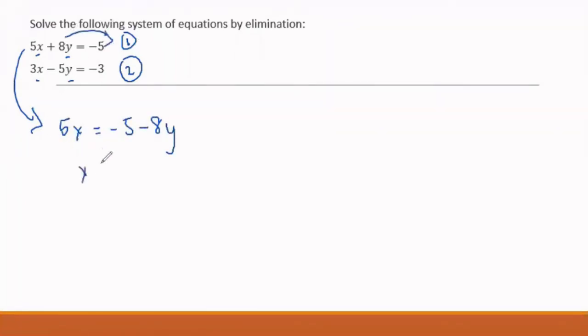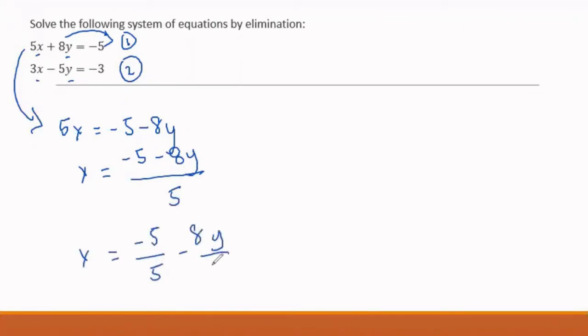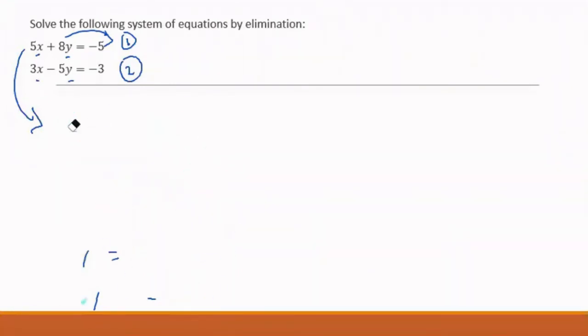Dividing both sides by 5 gives me x is equal to negative 5 minus 8y all divided by 5, which is the same thing as negative 5 over 5 minus 8y over 5. So at least negative 5 over 5 would simplify. So I'd get x is equal to negative 1 minus 8/5 y, or 8y over 5. But now I have to substitute that into the other equation. It's a lot of work. Don't do that. That's why we're using elimination. It allows us to use all whole numbers.